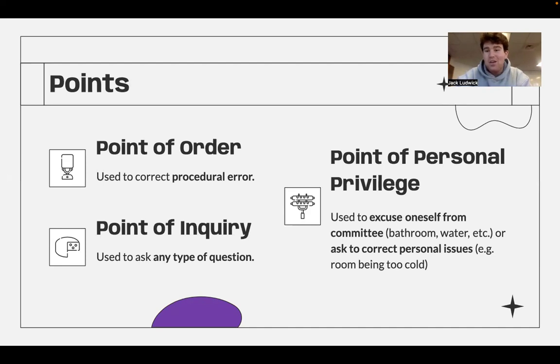Let's say you need to be excused from the room, you need the bathroom or water. That's when you raise the placard: point of personal privilege, I need to run to the bathroom. Or to correct some personal issues, maybe the room's too cold or you're in the back and you're struggling to hear somebody. That's when you can say, point of personal privilege, can the delegates please speak up? I can't hear them. But those are the main points that you will use.